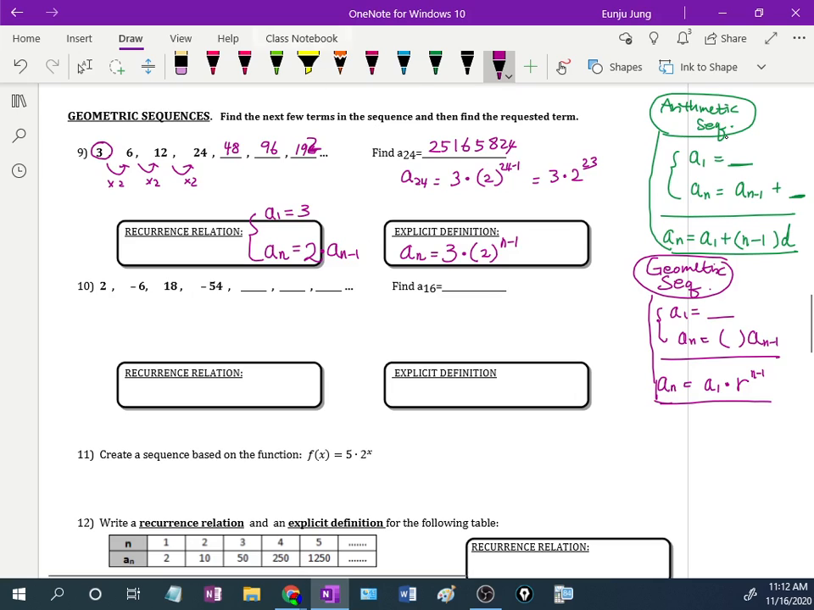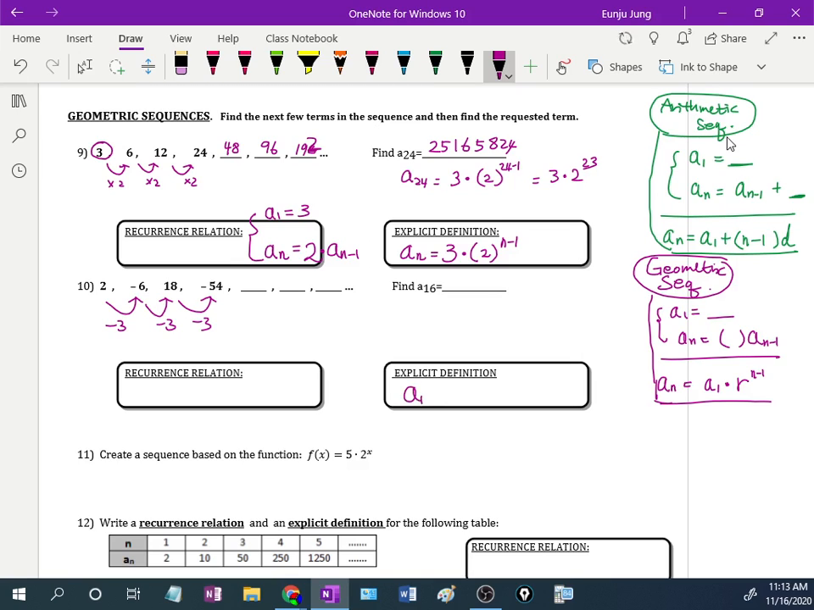Okay, so let's do number 10. Question number 10. What is the pattern? Times -3, times -3, times -3. By doing that, we can get the next term, right? And I'm not repeating 16 times over doing this, and I'd like to use the explicit formula so we can get the answer right away. So let's write down the explicit definition by using this way, okay?